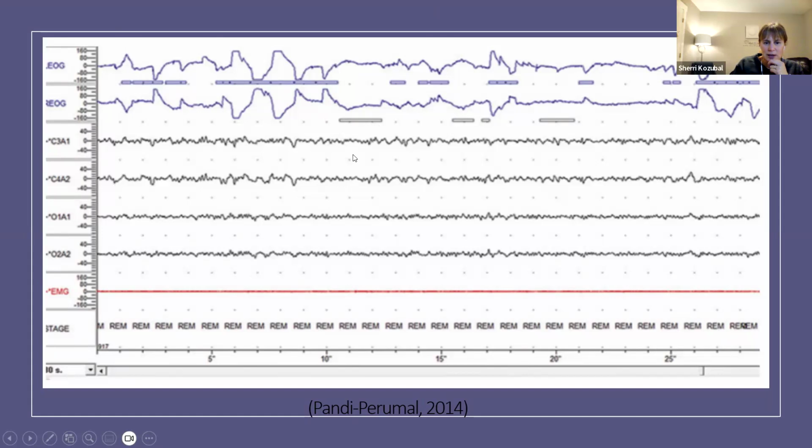This activity here is just a nice low mixed frequency, and it's very characteristic of REM. You can see how flat the chin is. It's completely flat at this point. It's at 0, indicating that we have no muscle tone and we're in fact in REM. This is phasic REM, meaning the eyes are moving.